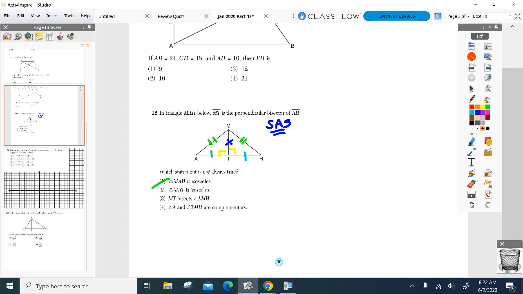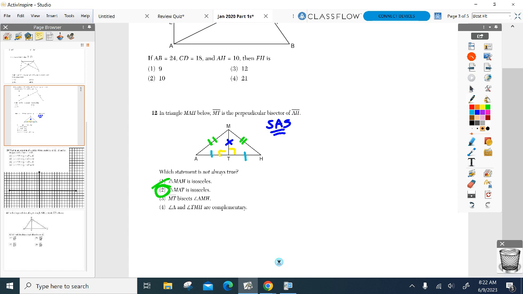Oh, no, whoa. CPCTC only works for going from triangle to triangle, not within the same triangle. Right? I have no idea if those two are congruent or not. And honestly, probably they're not because this is a right triangle. What's MA? That's a hypotenuse. AT is a leg. What do you know? Hypotenuse is always the biggest side, right? So there's no way this could be a right triangle and those two be equal to each other. So there's no way MAT is isosceles.